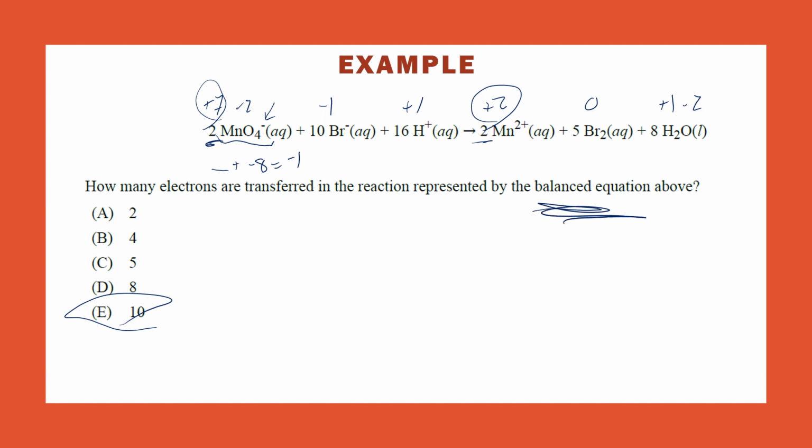And then balanced equation above. So if you had half reactions, you might have been able to say like 5 for the manganese, but because it's by the balanced overall reaction, we want to say 10 as our final answer.